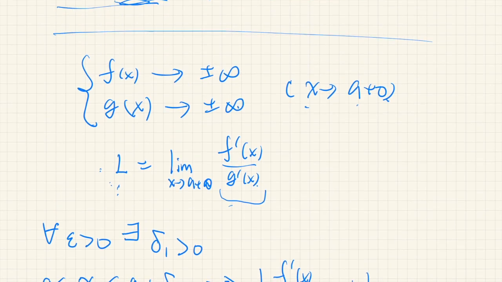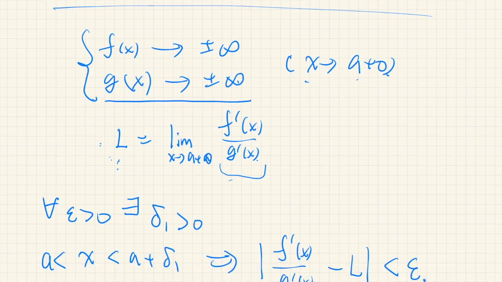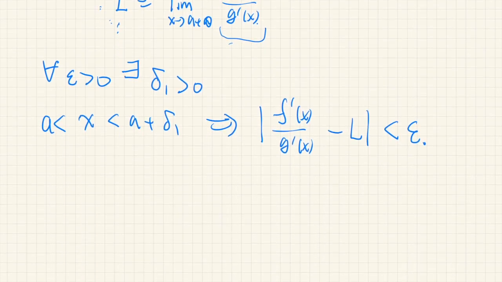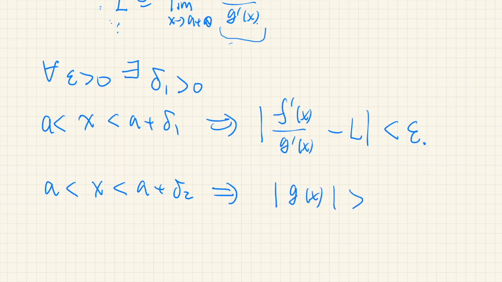And also, from the condition that g diverges to plus or minus infinity, we can say that if x is close enough to a, let's say within delta 2 in this case, then the absolute value of g of x is greater than, it can be any positive number, but let's say 1. It's always possible to make the absolute value of g of x greater than 1 if x is close enough to a.